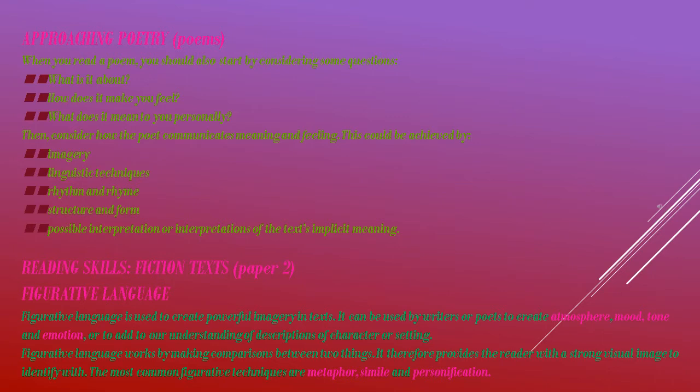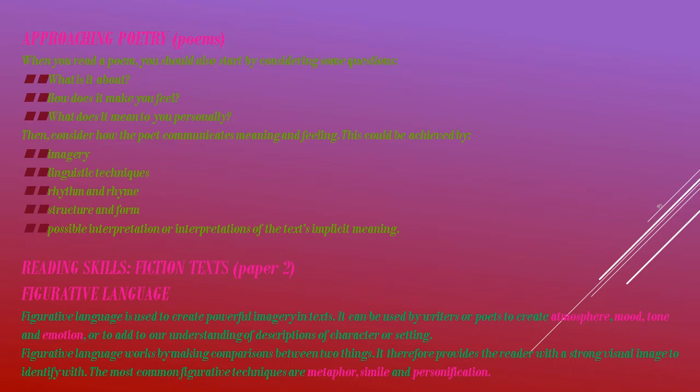This could be achieved by the use of imagery or imagery language. Good students, if you have not gone through this video, I think you need to go back to the video that I prepared earlier, the use of linguistic devices, and there it is, imagery in black and white, very clear. So imagery, the use of linguistic techniques, rhythm and rhyme, structure and form, and also possible interpretations of the text, implicit meaning. Now implicit, good students, here implies the indirect meaning, not really straightforward, so you have to find out what exactly the writer means by the selective use of words and styles.